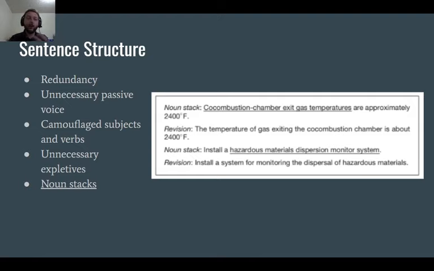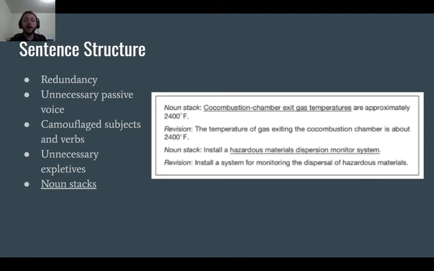It kind of goes hand in hand with redundancy. It's just adding nouns all together to try to make something seem longer than it is, but you're really not adding much substance to it. So the noun stack they give you is the combustion chamber exit gas temperatures are approximately 2400 degrees Fahrenheit. So that whole phrase right there, that whole term, combustion chamber exit gas chambers, that would be a great example of noun stacks, right? That would be approximately 4, depending on your count, right?